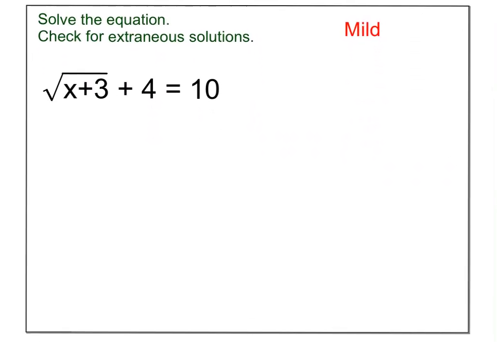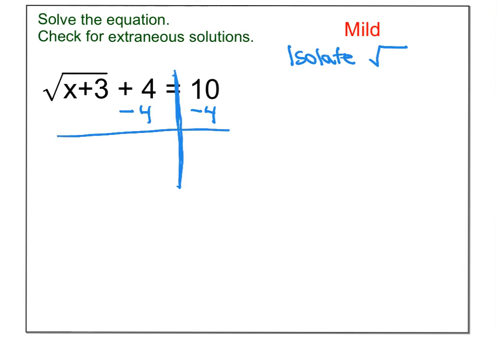It's the square root of x plus 3 plus 4 equals 10. First thing, when we can, we like to start things off by isolating the radical if we can. So if I look, how can I get that radical alone on the railroad track? I'm going to start by subtracting both sides by 4. So I get a root of x plus 3 on the left equals 6 on the right.